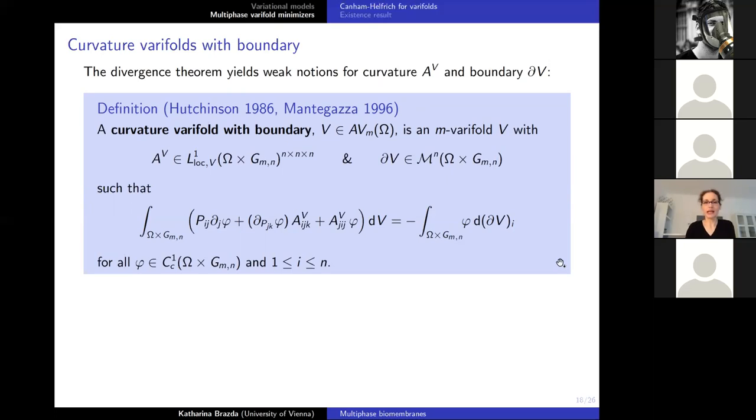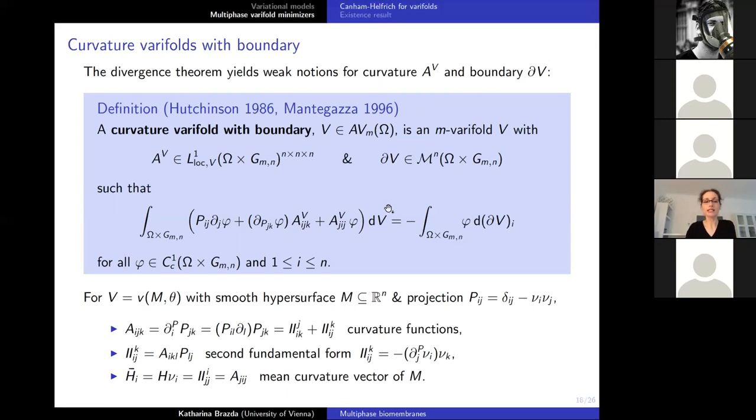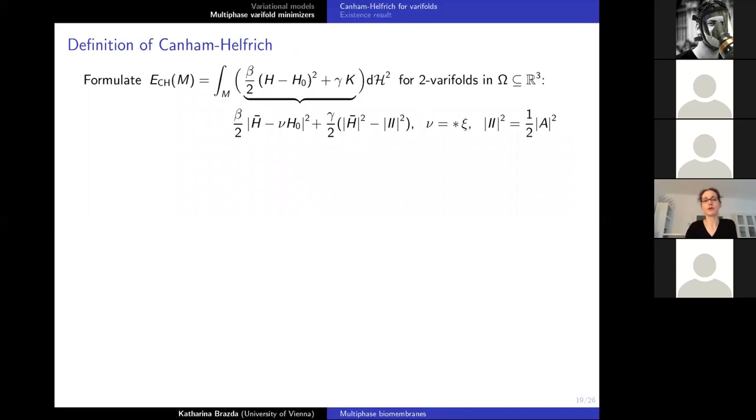If this exists, then we say that we have a curvature varifold with boundary, and these objects, A and the boundary, generalize the usual concepts in the smooth case. Just for completeness, for fixing the notation, I use A as the generalized curvature function. Sometimes it's also denoted by B. There are different versions. And this relates to the classical second fundamental form, like this, with these relations here. And if one takes the trace, one obtains the mean curvature vector of the surface. So we now have varifolds with curvature. We have the full second fundamental form. So we are ready to define our Canham-Helfrich functional, and we do this as follows. So we don't have the scalar mean curvature.